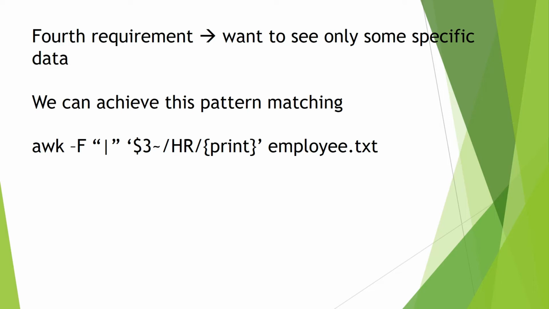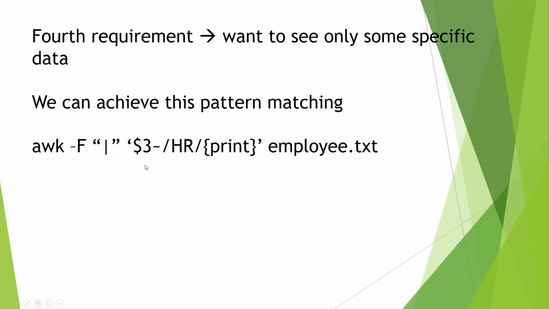My requirement is that I want to see only some specific data. In my file I have multiple records with data related to HR, director, chairman, manager, but I only want to see the data related to HR. I can achieve this task with pattern matching. So this particular syntax is called pattern matching. So what is the command? awk -F, the delimiter is of course pipe.